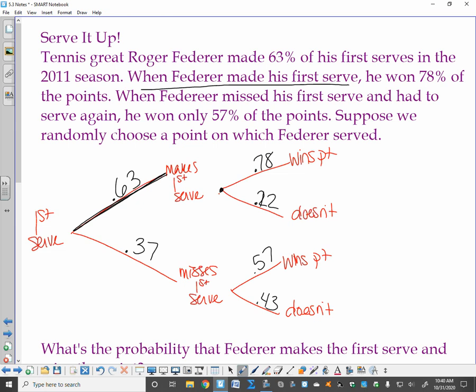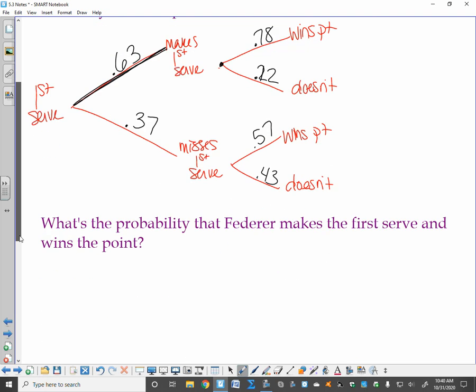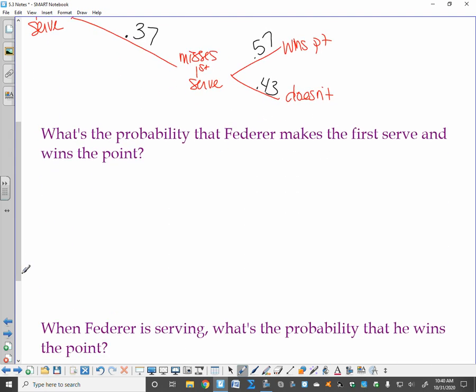So now here's the questions. What is the probability that Federer makes the first serve and wins the point? Okay, here's the kicker. You can't just give me an answer. You can't give me naked math. You have to translate that English into statistics and then show me where the values are coming from.